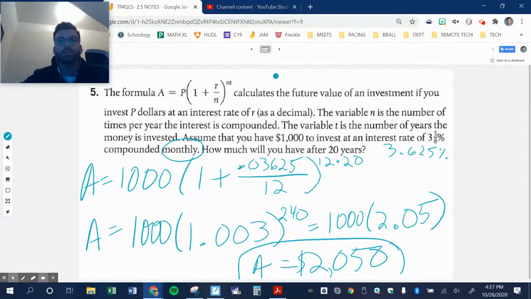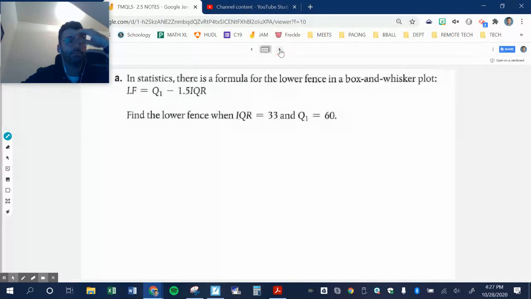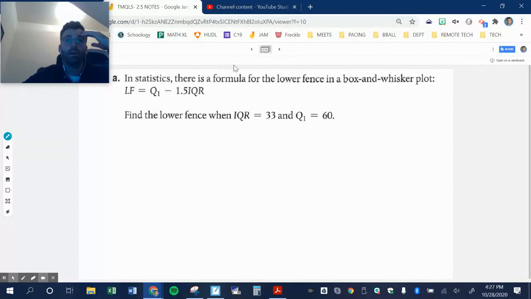Wow. Could you plug all this into a calculator? Yes, you can. If you have a graphing calculator, you should be able to do that. Try this one. IQR. Don't be confused about all these letters. Know that the IQR is 33, Q1 is 60. Plug it in, find it, go ahead, give it a shot.